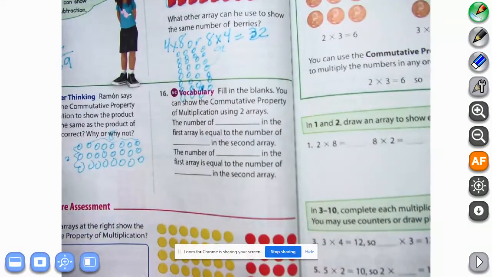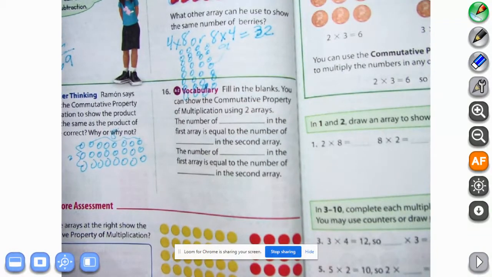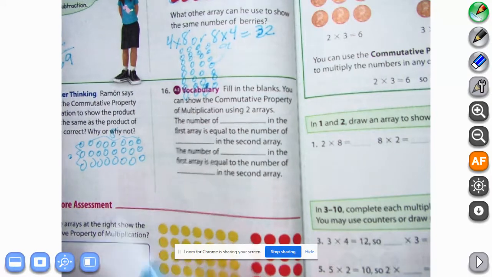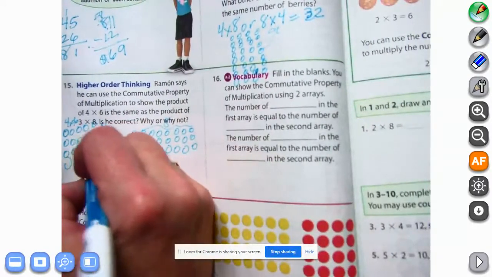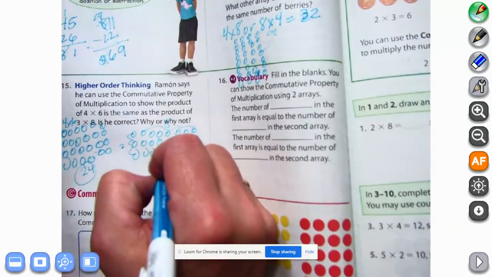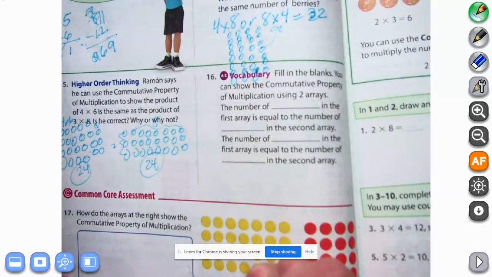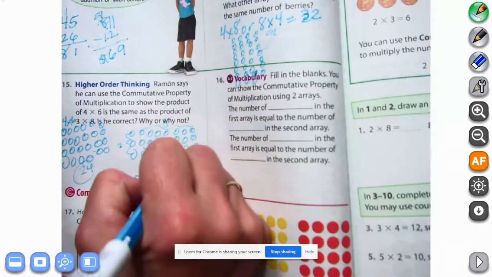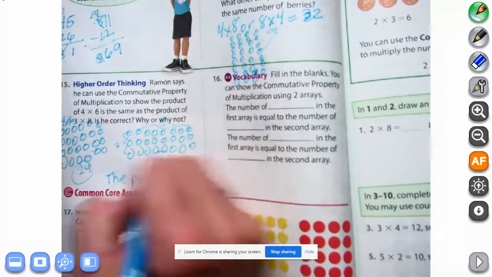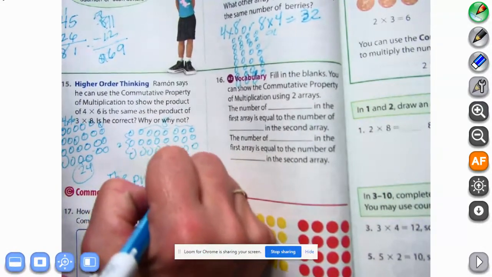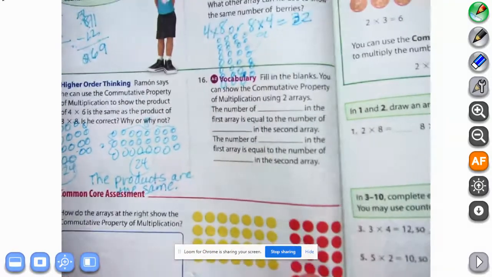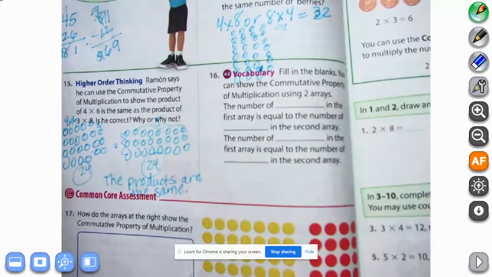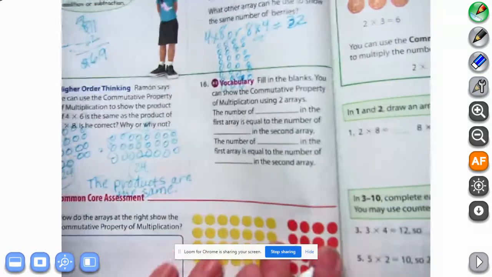So Ramon says he can use commutative property of multiplication to show the product of 4 times 6 is the same as the product of 3 times 8. So 4 times 6 is 24, and 3 times 8 is 24. Are they the same? The products are the same, but the factors are not. But the products are the same. The answer is the same. Okay, go ahead and pause if you need to. Get that written down.